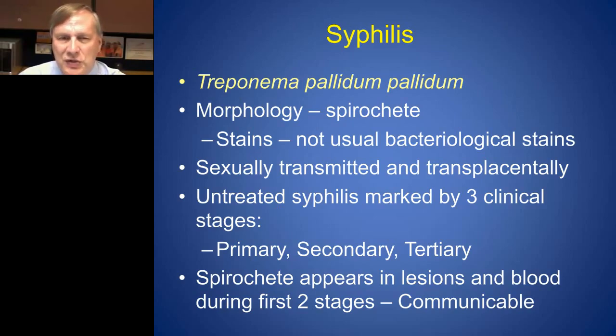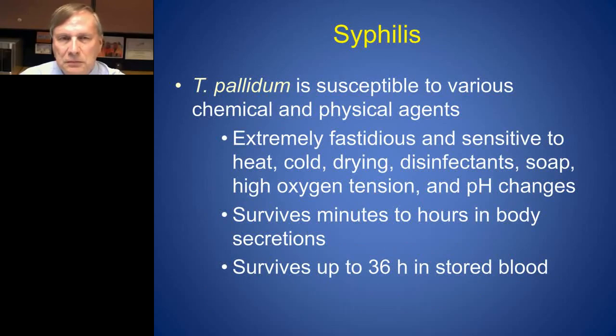Spirochetes appear in the lesions and in blood during the first 2 stages, or the communicable stages of syphilis. Syphilis is susceptible to various chemical and physical agents. It's a pretty wimpy microorganism as microorganisms go. It's extremely fastidious and sensitive to heat, cold, drying, disinfectants, soap, high oxygen tension, and pH changes. It only survives minutes to a matter of a few hours in body secretions, and it survives up to 36 hours in stored blood.